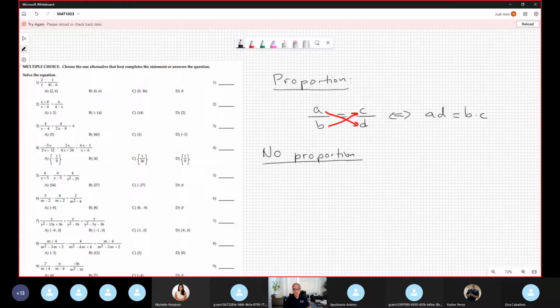Sometimes it is not a proportion. Suppose A over B plus C over D is equal to E over F. It's not a proportion because of the plus or minus. It's a proportion when you have two fractions separately, and no plus, no minus. We cannot apply cross multiply here. And cross multiply is maybe a shortcut.